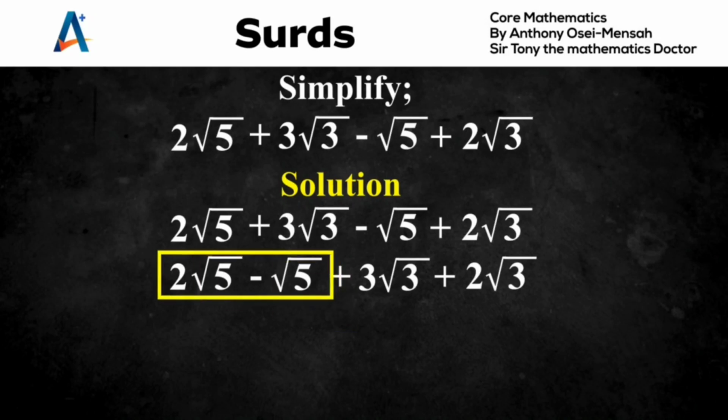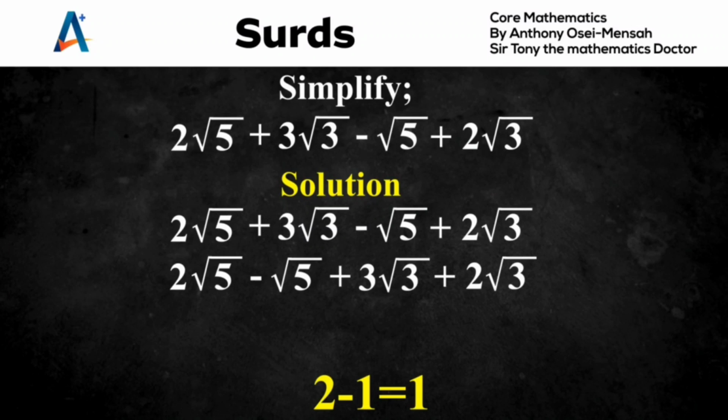Now I have 2 root 5 minus root 5. That means 2 of the root 5s minus just 1 of the root 5. If you don't understand it well, I have given you another way: the coefficients, the numbers in front of the roots, you just subtract them. So I have 2 here minus 1. And you know 2 minus 1 will give us 1. So just 1. That means 2 root 5 minus root 5 will give us just 1 root 5.